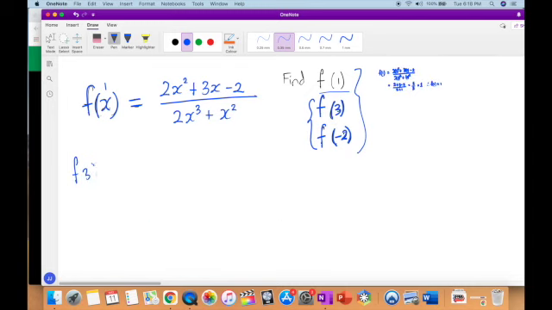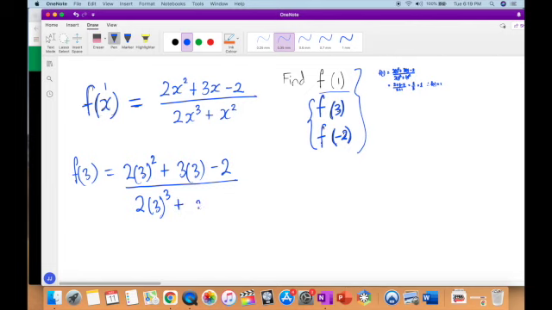So 4 minutes, guys. f of 3 and f of negative 2. Again, all I'm doing is taking 3 and putting it wherever I see x, right? So 2x squared plus 3x minus 2. Notice how the brackets just make everything very, very clear. Over 2x cubed plus x squared.